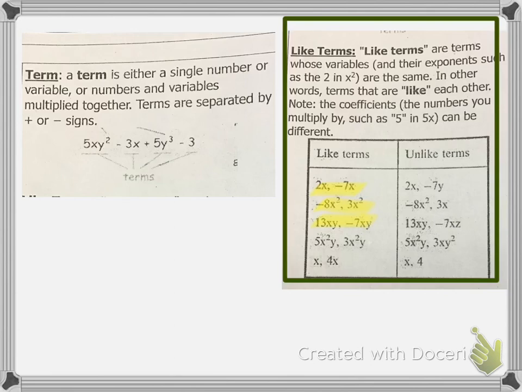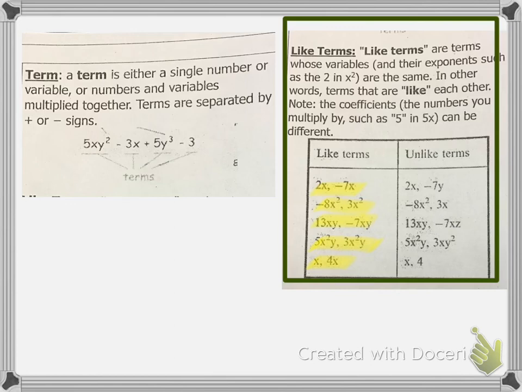And again, notice the variables are the same for each of those pairs that we're listing. The x and y appear in both 13xy and negative 7xy. The next one, 5x squared y and 3x squared y, both have the same variables, the x squared and the y together. Then the last one, x and 4x, both have an x in them, so they are like terms.